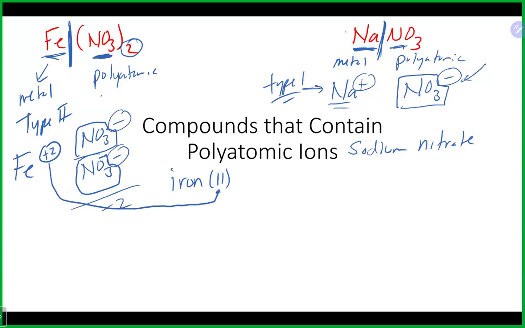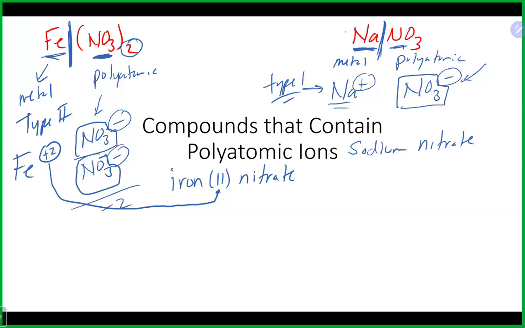And again, even though there are multiples of the polyatomic ion, it has no effect on the name. This is going to be nitrate. So this is iron(II) nitrate. Iron with the +2 charge is our cation in this case, and the nitrate with a -1 charge is our anion. Any questions on that?